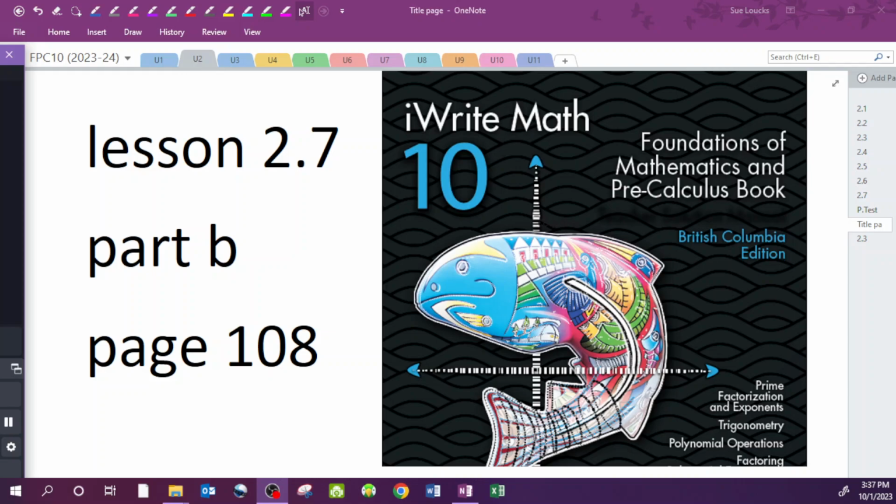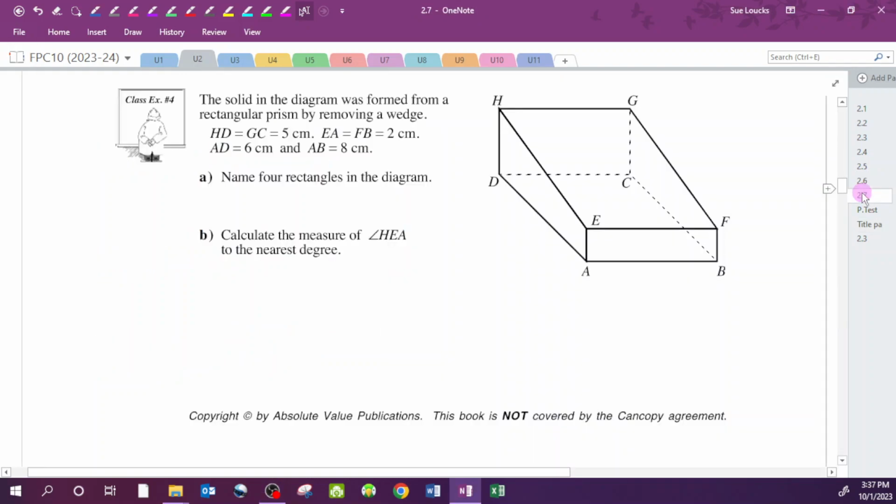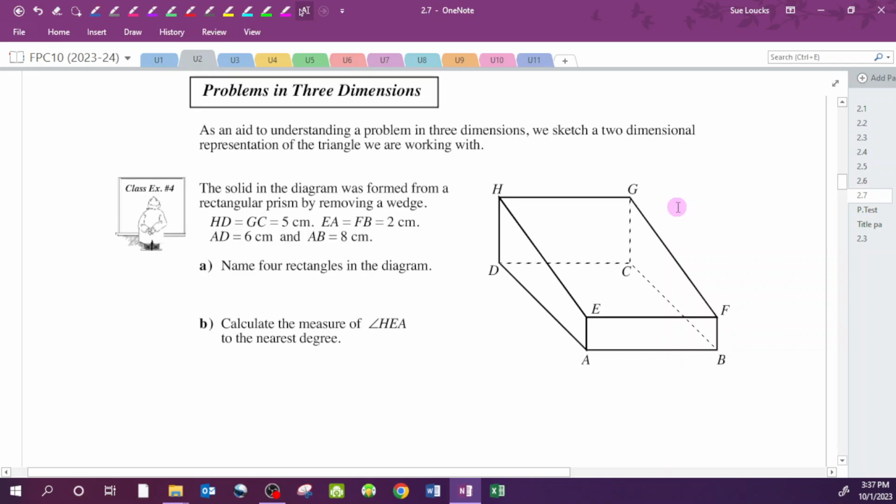We are back for the last video for the trigonometry unit in Foundations in Pre-Cal 10. We're on page 108 in section 2.7, or lesson 2.7. So now we are looking at problems in 3 dimensions. So these can be hard.